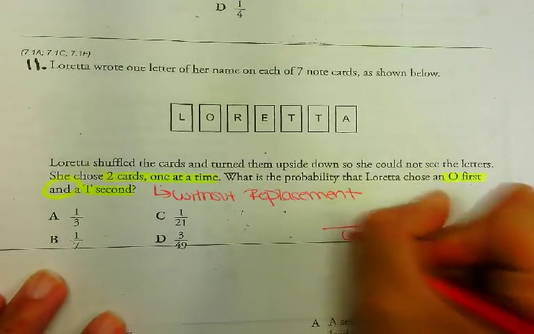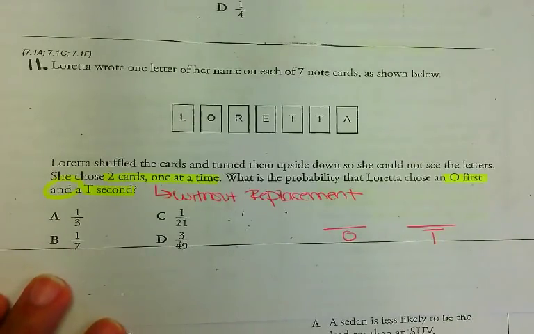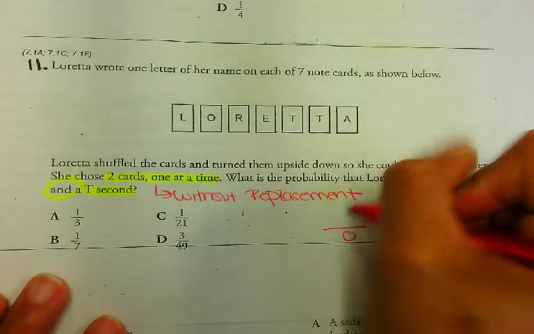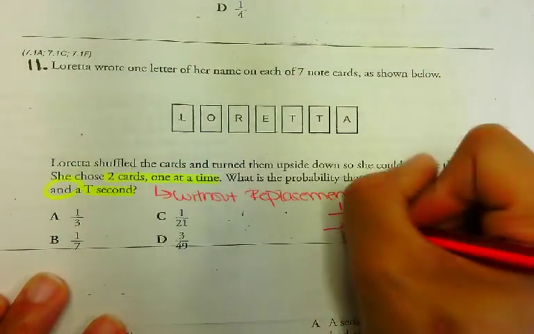Alright, so we want an O, and then we want a T. The probability of getting an O, see if you can figure that out. Pause the video and see. So O, hopefully you paused it. But an O, there's 1 O out of a total of 1, 2, 3, 4, 5, 6, 7. So 1 out of 7.